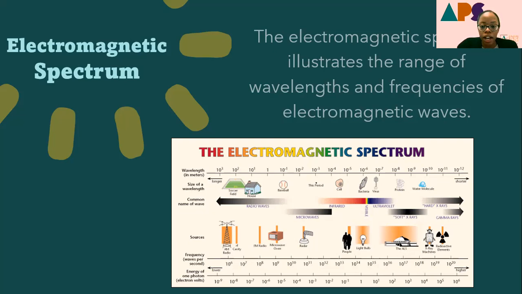And you also have, sorry, I have my bars blocking. You also on this chart have the frequency, so how many waves are occurring per second, and then the energy, which we're not really too much worried about, but the important things that we will look at and identify to classify these waves would be frequency, wavelength, size of wavelength, and if needed, the common name. So that is the electromagnetic spectrum.